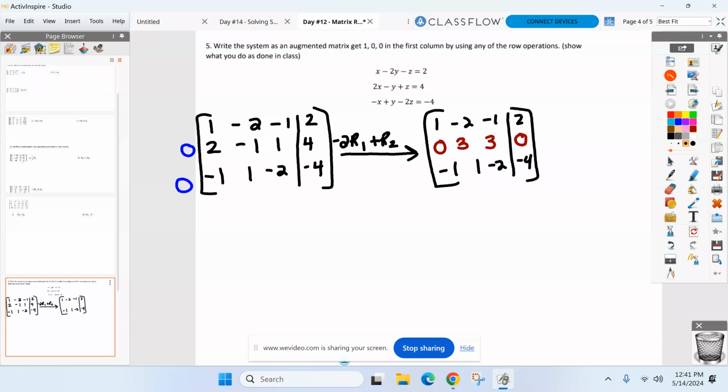All right, now I still need a 0 here. Okay, so that's going to be a new operation with a new matrix at the end here.